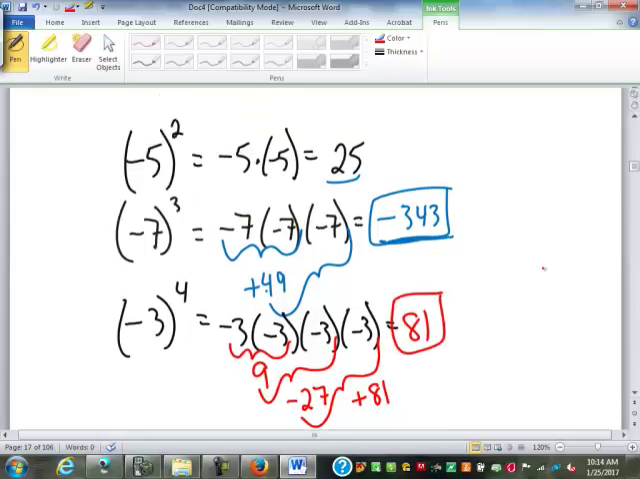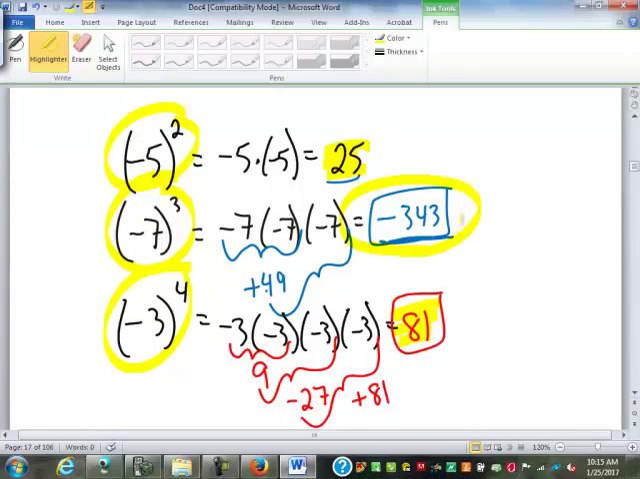So what I want you to do is look at this for a second and ask yourself, I had 3 negative numbers to 3 different powers. 2 of them came out positive. 1 came out negative. How could I predict that these 2 would be positive and that one negative?